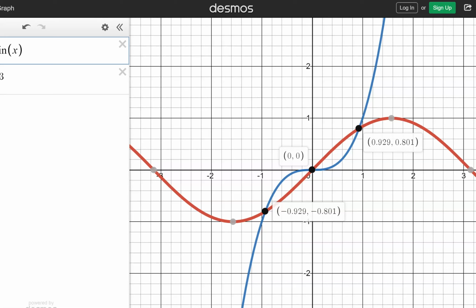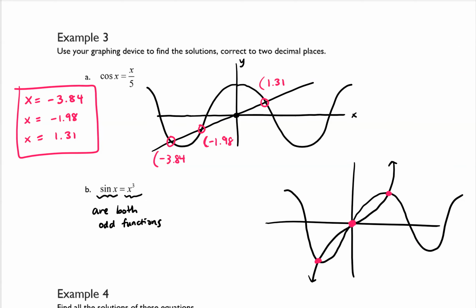We have 0, 0, 0.929, 0.801, and then the third one is negative 0.929, negative 0.801. So do notice that the two outer points of intersection are reflections of each other over the origin, like I had stated earlier.